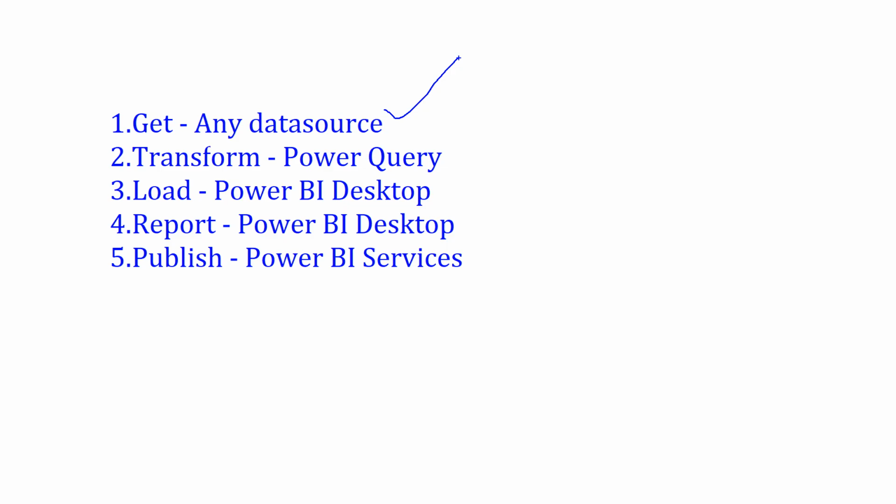Okay, so we are going to get the data. Now we are going to get the data from a CSV file. Then we will transform the data. Then we'll load the data. Then report it. Then publish it. So these are all the things we are going to do. First, let us see how to get the data.